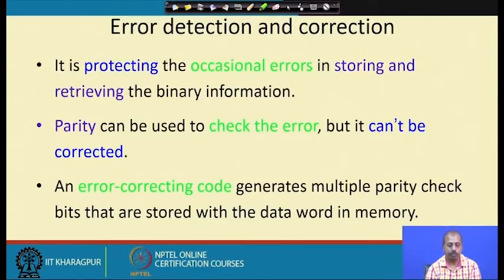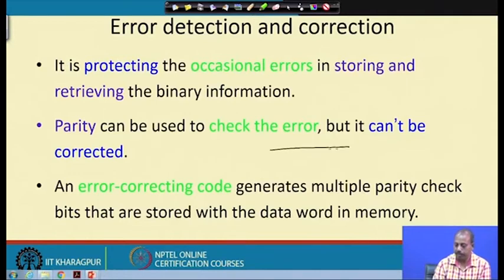These error detection and correction mechanisms are for protecting against occasional errors in storing and retrieving binary information. One possibility is parity. Parity can be used to check the error. We have seen parity previously, where if I have, say, 8-bit data, then I can just add another parity bit.